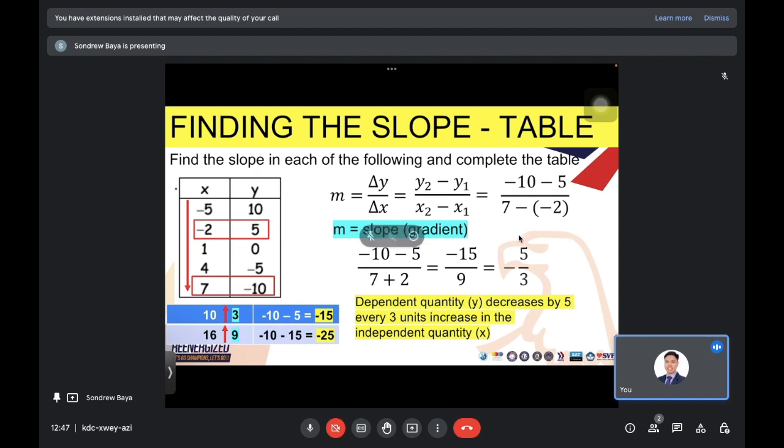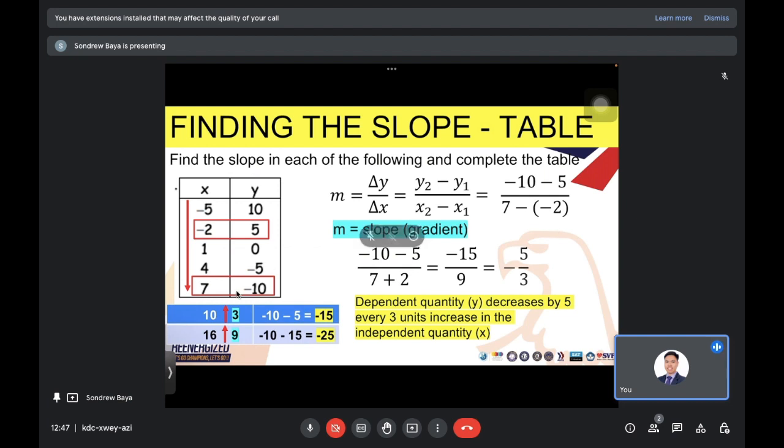In this case, since this is 5 over 3 and it's difficult to turn into a decimal because the value is not exact, we can just retain it as a fraction. But this we can interpret as for every 3 units increase in the x, y decreases by 5 units. I repeat, we're now using as reference 3 units in the x. So for every 3 units change in the x, y decreases by 5 units. Okay?